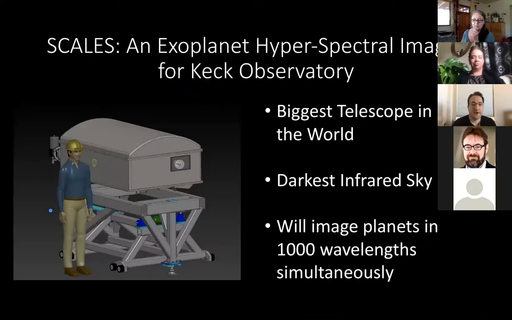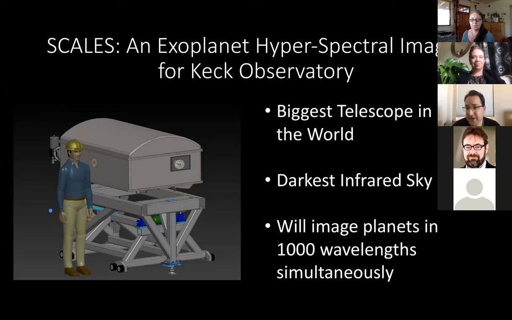And now I'm working with Keck Observatory to build the instrument that we really want for imaging exoplanets. So it's called SCALES. That is a model of it. It's currently under construction at University of California Observatories. And SCALES is an exoplanet hyperspectral imager. It's meant specifically for taking spectra of exoplanets. And it really optimizes everything that we can do.